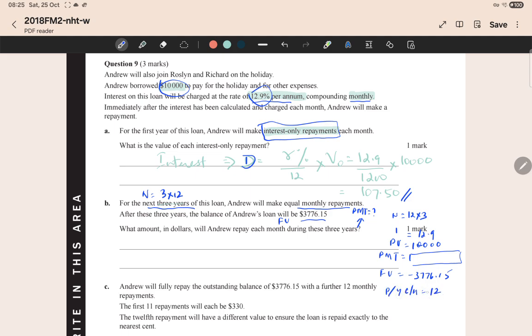PY CY is monthly, it's 12. And if you put that into your calculator, you will get a value of minus 250.0000619, and you just take that part. Of course, you will say what amount in dollars, and that your answer is 250.